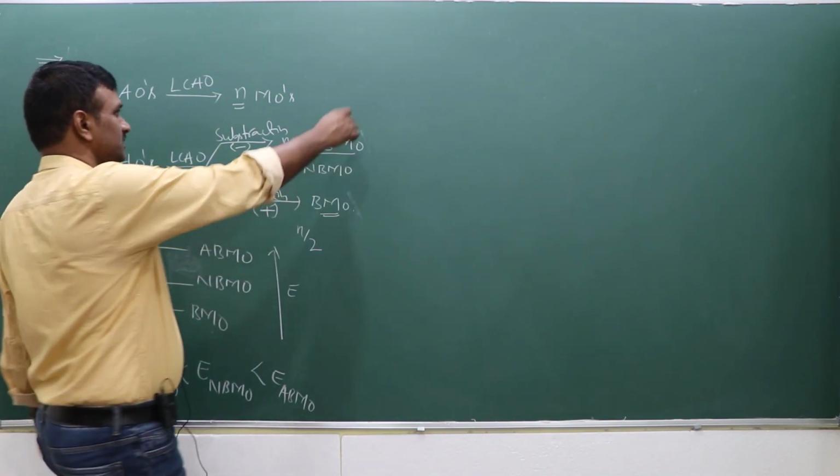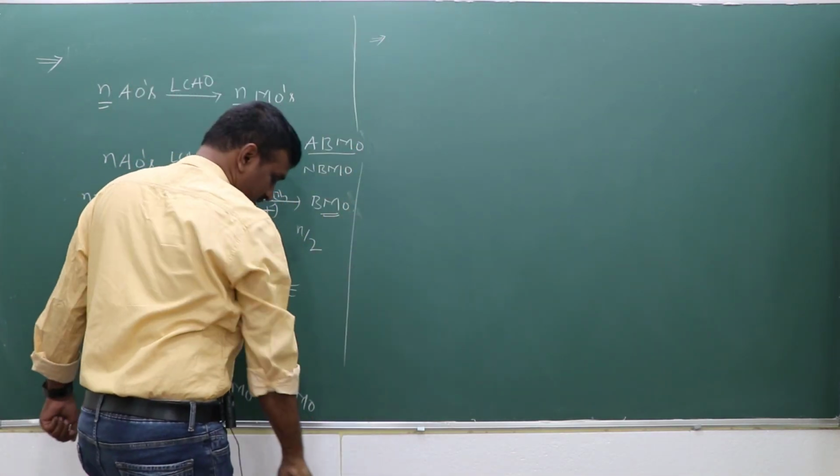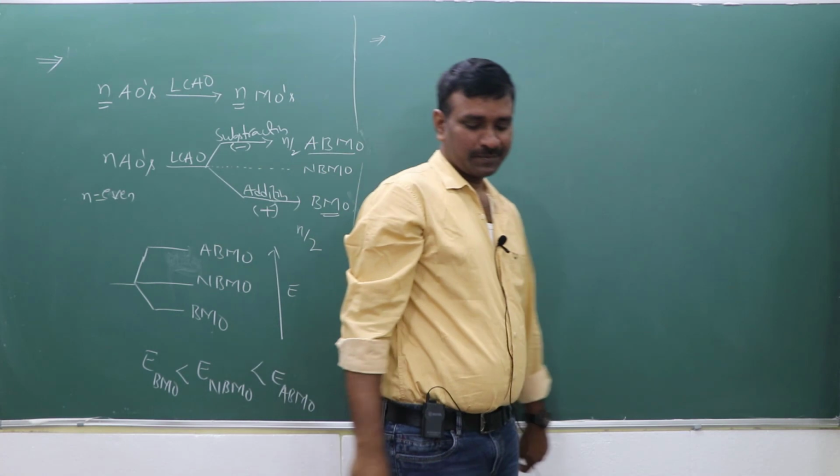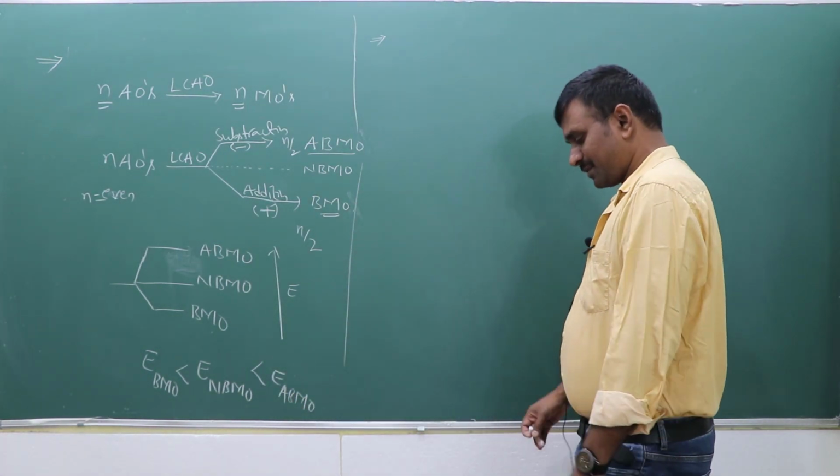Now, why are we using this concept here in UV-visible spectroscopy? That is an important point. From the electronic transitions point of view, we are using this concept.